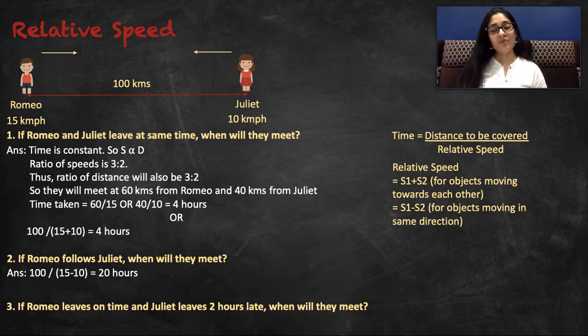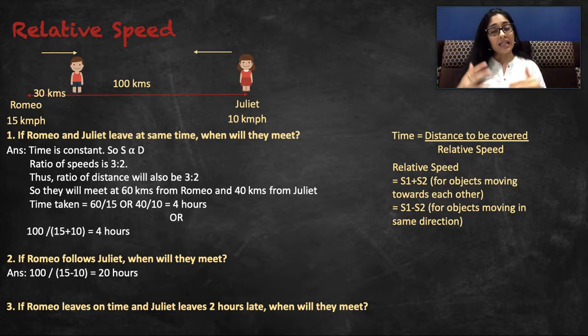Third example, if Romeo leaves on time and Juliet leaves 2 hours late, when will they meet? So consider their direction of motion as shown by the arrows over here. Now because Juliet is leaving 2 hours late, Romeo in the first 2 hours would have already covered 30 kilometers as you see. So for the remaining 70 kilometers, both of them will start moving together. So now relative speed is going to come into picture.